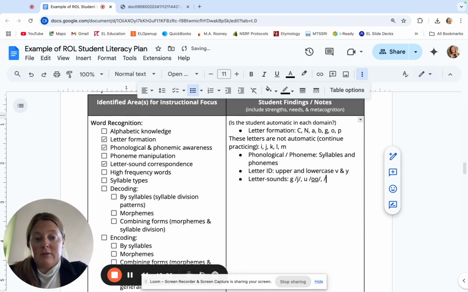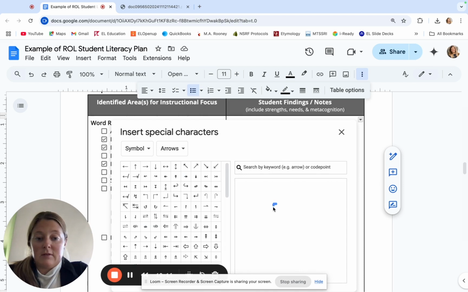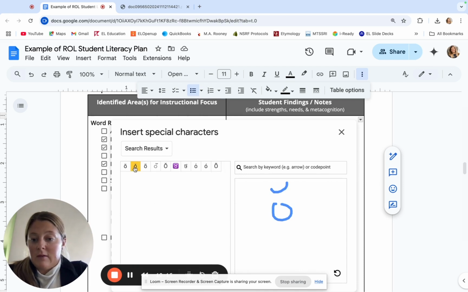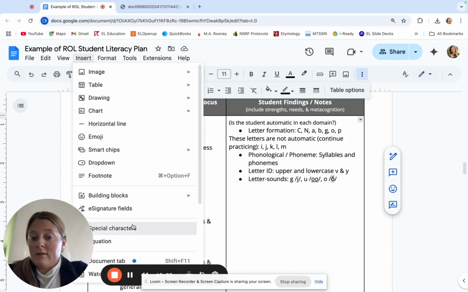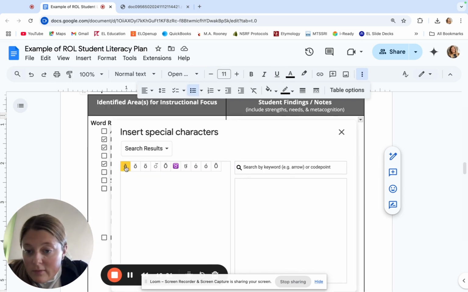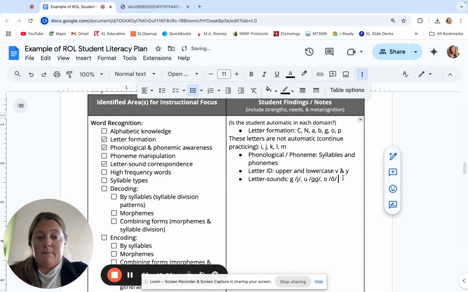Or we could do O says, and then highlight and go to insert, special characters, draw it, select. There we go. Well, I selected the wrong one. Special characters. There we go. Okay. All right.